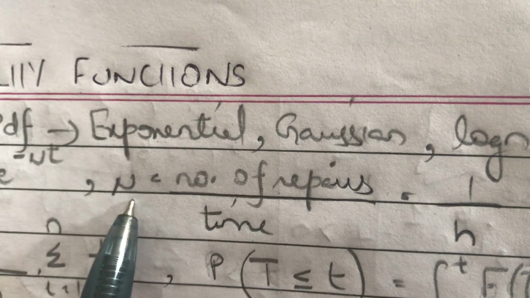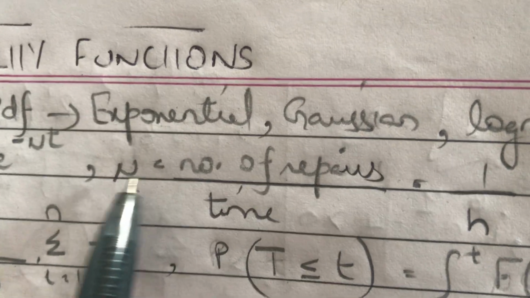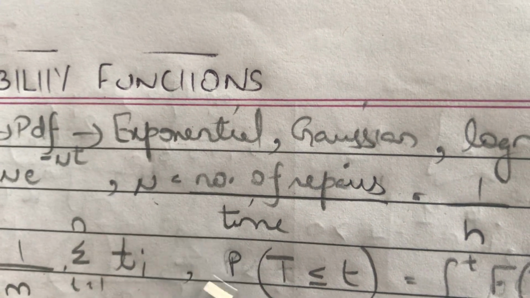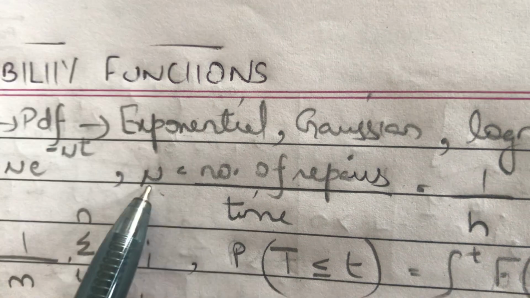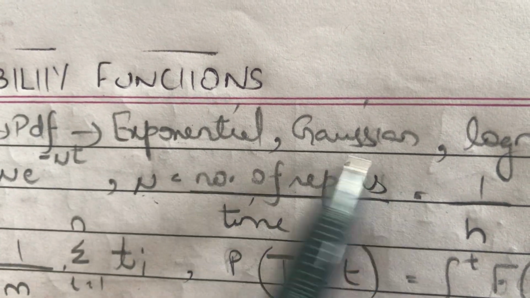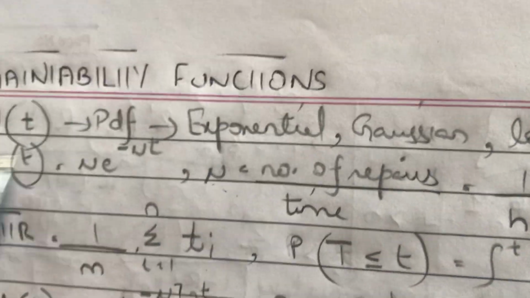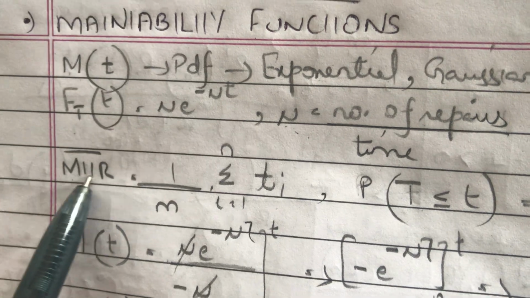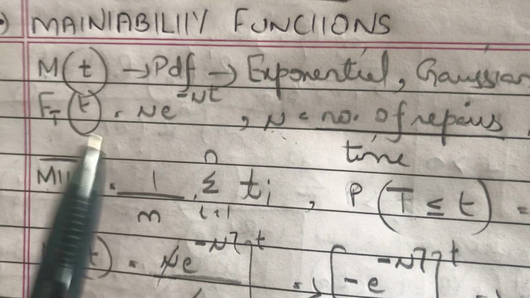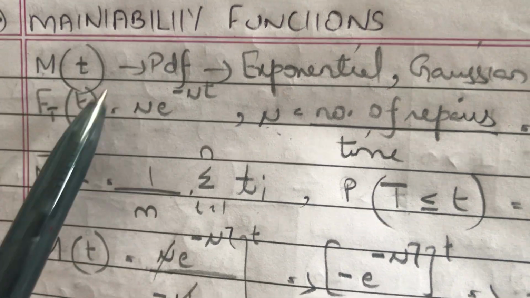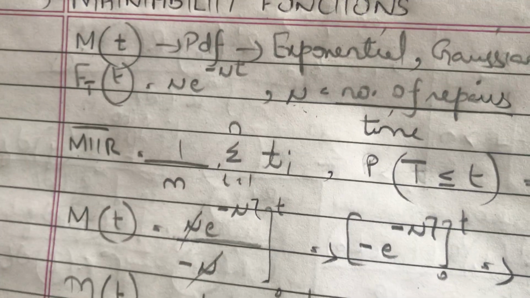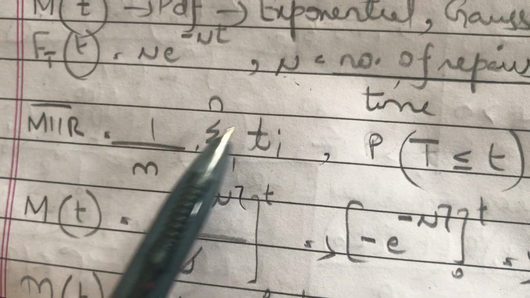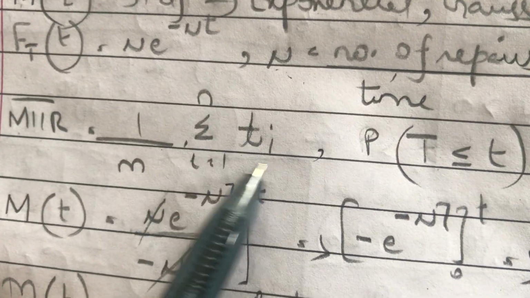So mu is the number of repairs. You remember we had mu in the Markov chain, where we considered mu as the repair rate, and lambda was the failure rate. So here also mu is the number of repairs over time. This is the repair rate. Got it? Now we have MTTR. What is MTTR? Mean time to replacement. We have MTTR because we are in the procedure of repairing our failed component. So the formula for MTTR is 1 over m, sigma i going from 1 to n, of t_i.